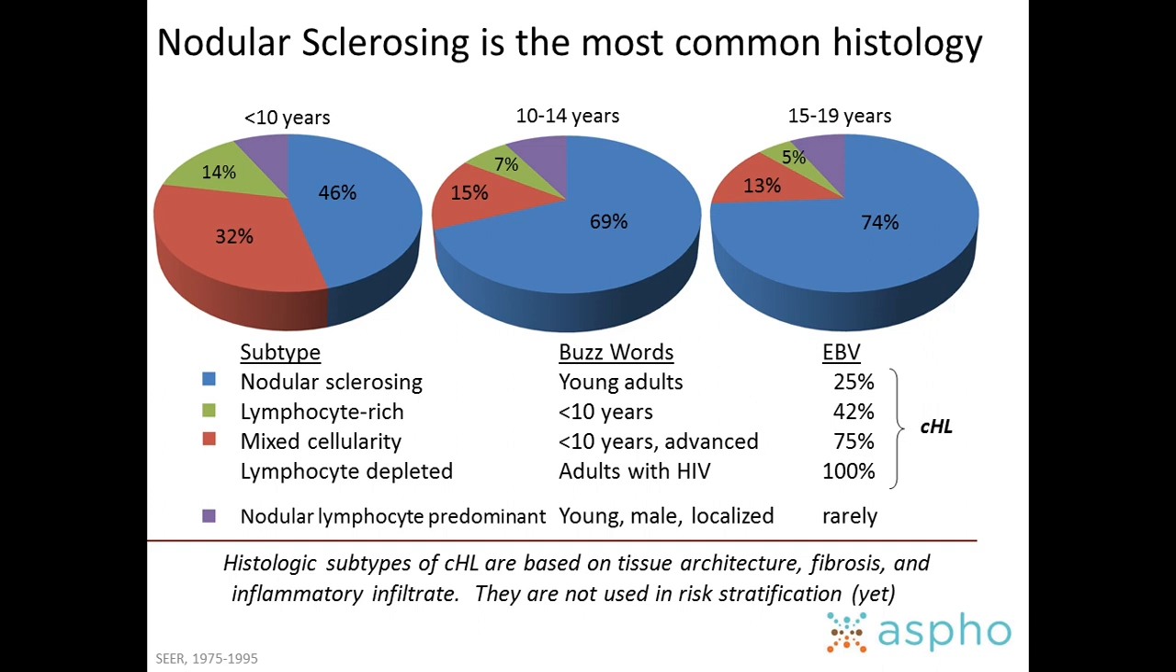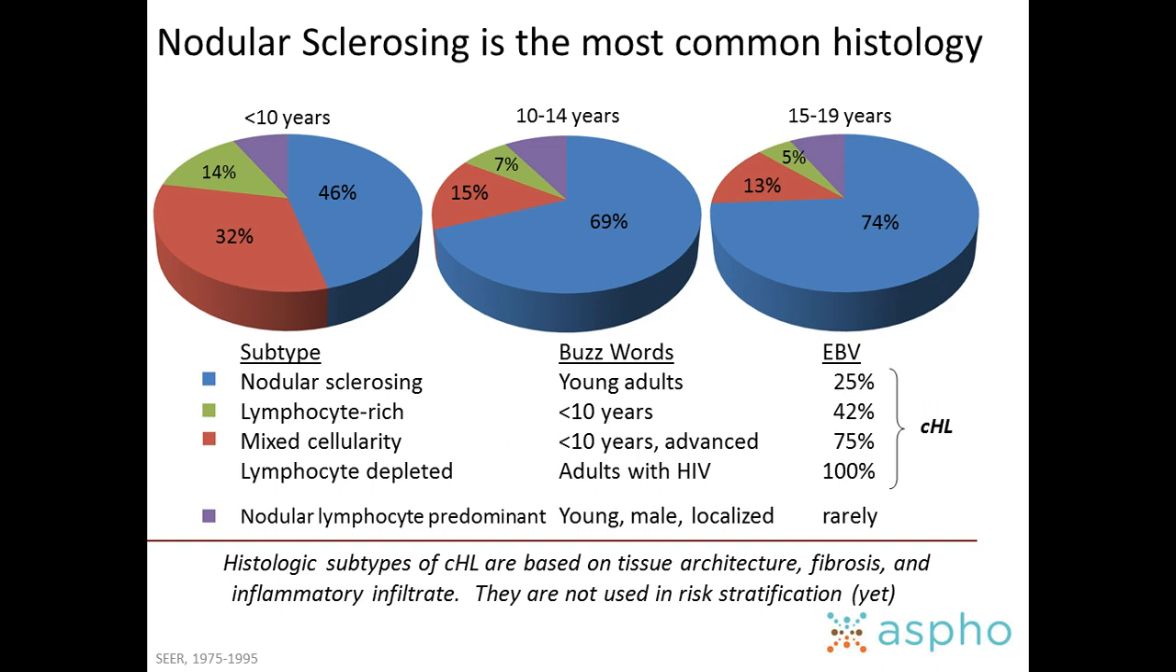that's what you see in blue. It's most common at any age group, but the buzzwords for this are going to be young adults. The next most common is mixed cellularity, and the buzzwords are less than 10 years of age and advanced disease. Then it's followed by lymphocyte-rich and then lymphocyte-depleted. And I'll talk a little bit more about nodular lymphocyte predominant later.